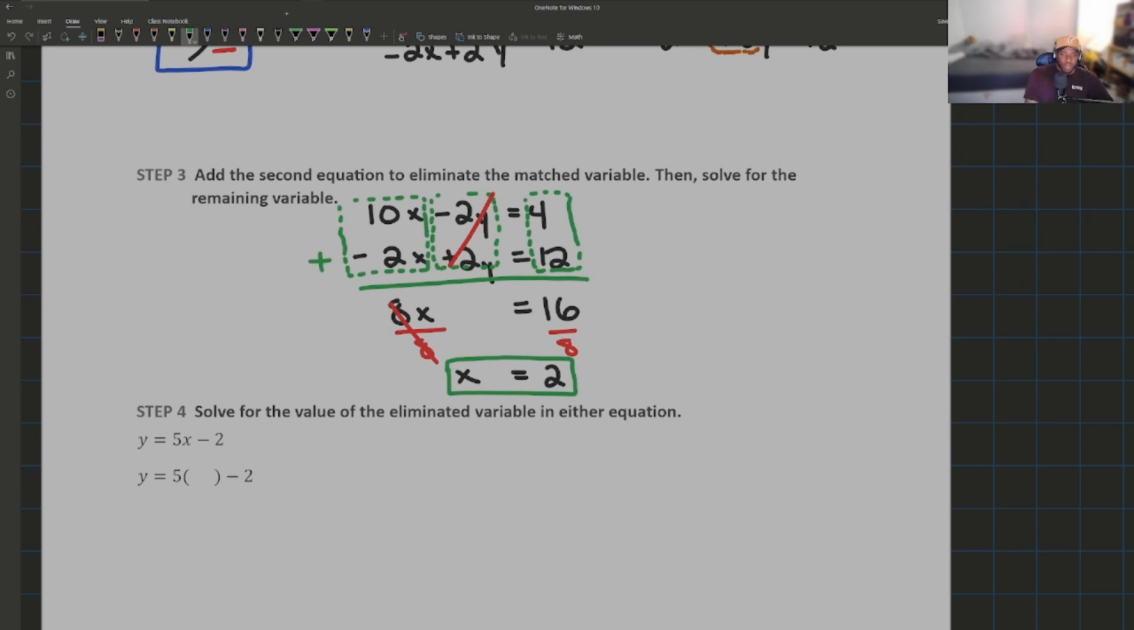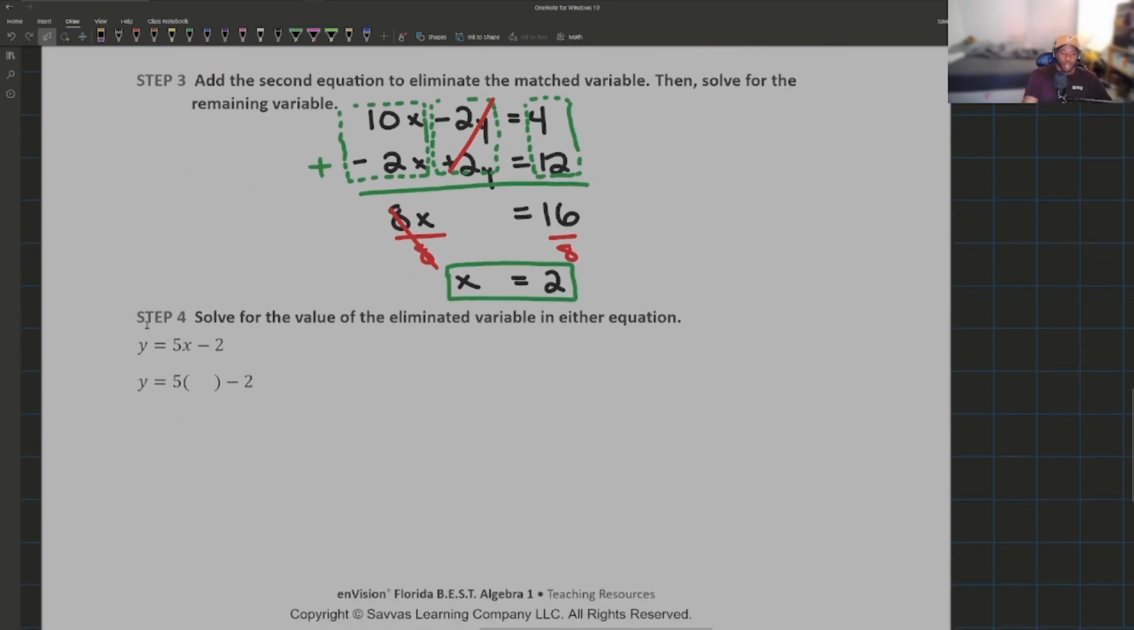I want you to remember that when you're solving these systems of equations, you're never looking for just one number, right? If you're asked to provide a solution, it should be an ordered pair, unless you're looking at a situation with no solution or infinite solutions. So because we have an x value, we still have to do work to find our y value, which brings us to step number 4. We just have to solve for the value of the eliminated variable in either equation. We notice that we eliminated y up top, so we're going to use the x value we found, and we're going to plug it in.